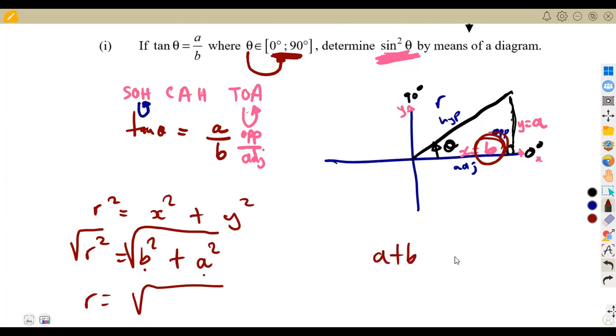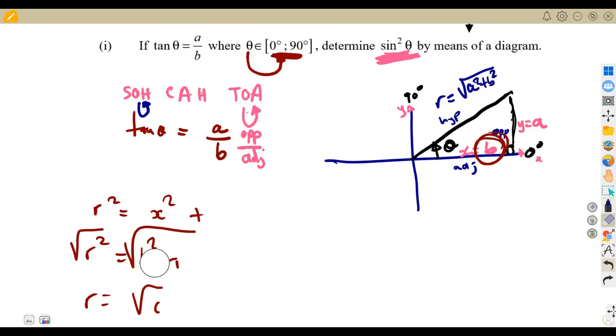Remember, a plus b, guys, is the same as b plus a. So when you say b squared plus a squared, it is the same as a squared plus b squared. So that means we have got our r in this case, which is equal to the square root of a squared plus b squared, all right?